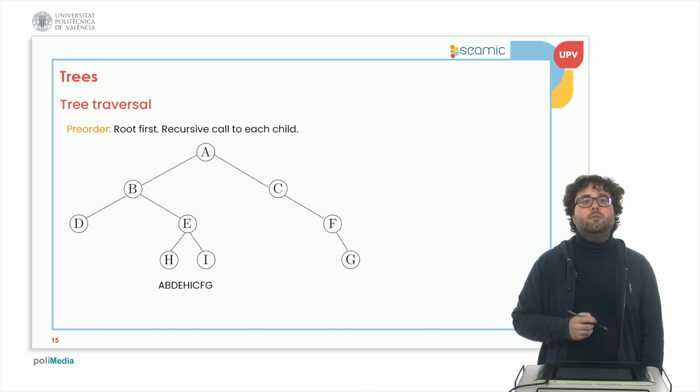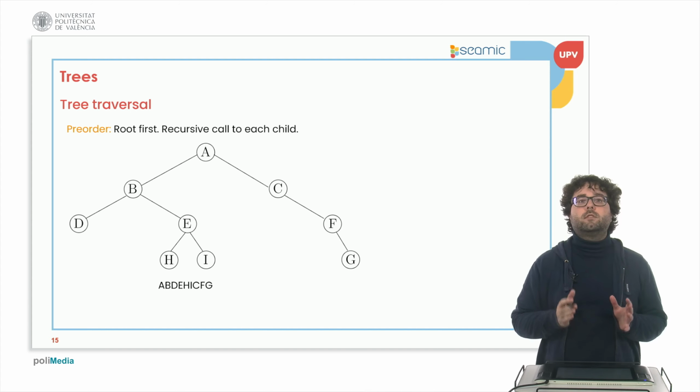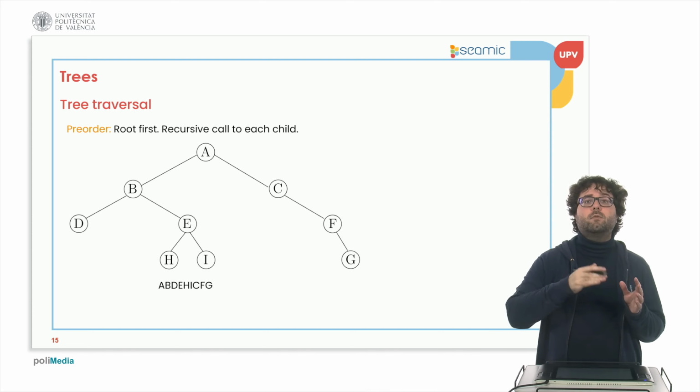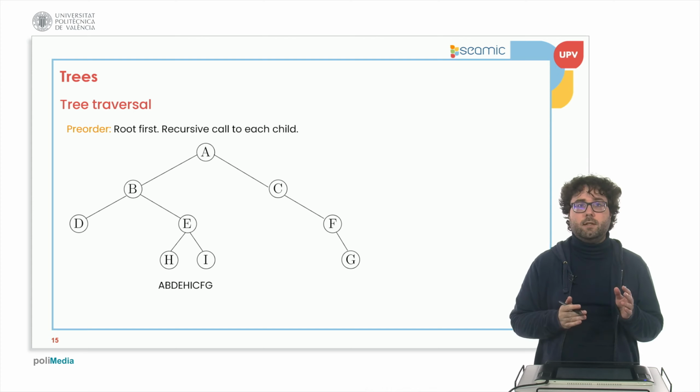And now we are going to move on to how to traverse a tree. We are going to study several algorithms. The first one being the pre-order algorithm, in which first we are going to visit each node, its root, and then make recursive calls to its children.